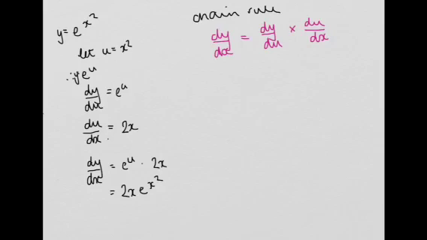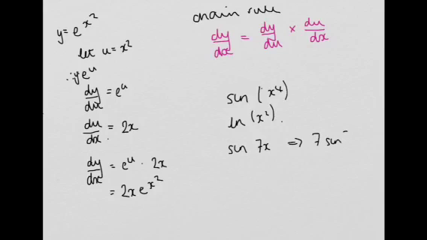The chain rule I always use when I have a function of a function, a nested function. So things like sine of, I don't know, x to the 4, or the log of x squared again. And I can use the chain rule to actually explain why when I have the sine of 7x, when I differentiate it, it becomes 7 cos 7x.